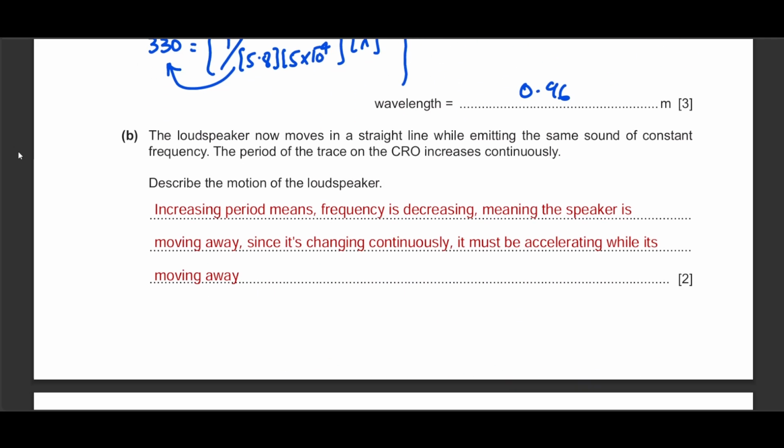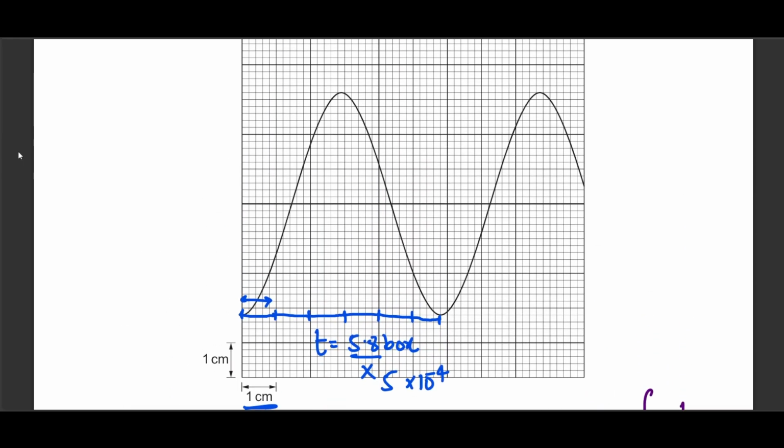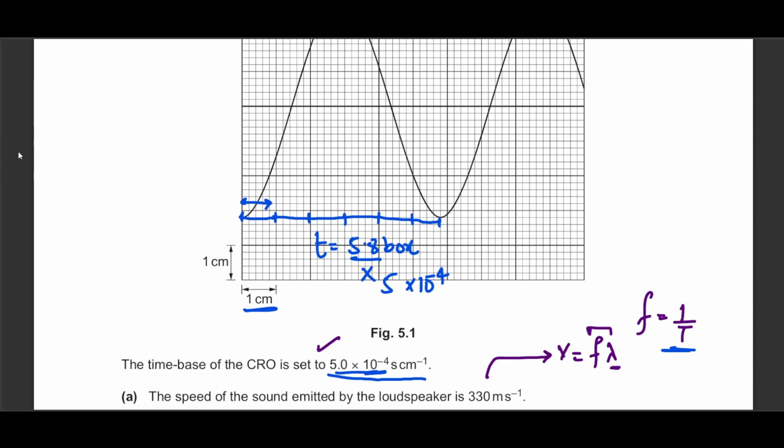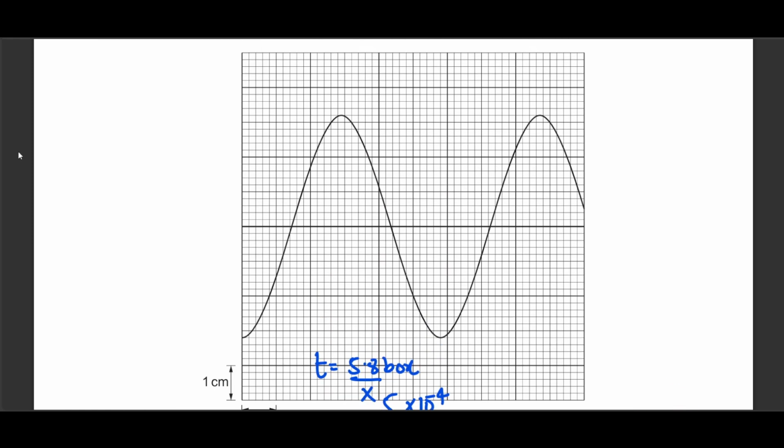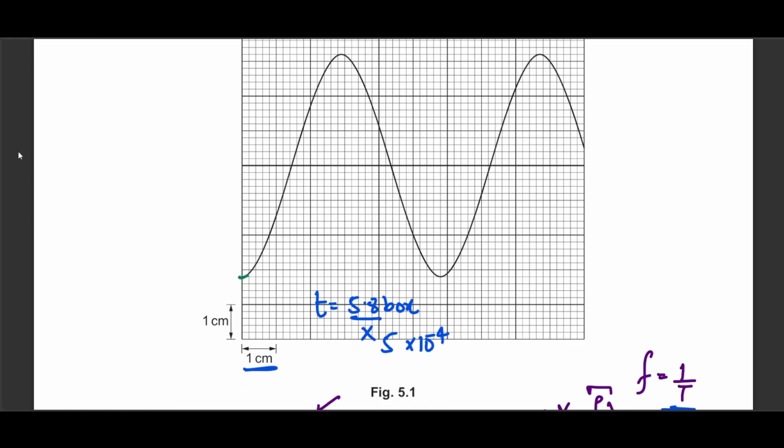The loudspeaker now moves in a straight line while emitting the same sound of constant frequency. The period of the trace increases continuously. If the period is increasing, what does that mean? What is it going to look like on the screen? The period is increasing, so that means this time frame that we have is increasing. So the wave that we have on the screen right now, since its time frame is increasing, is going to look something like this. If I draw it, it would probably look like this.